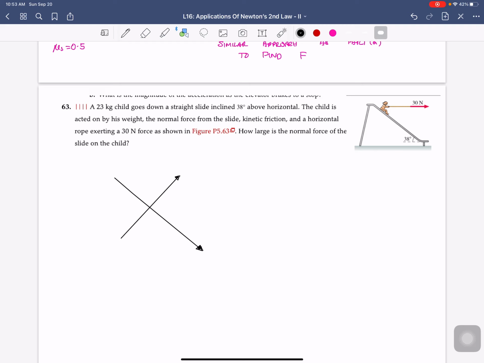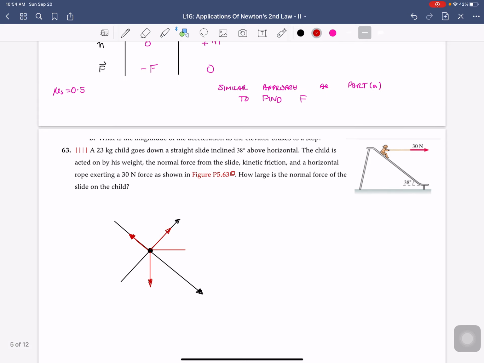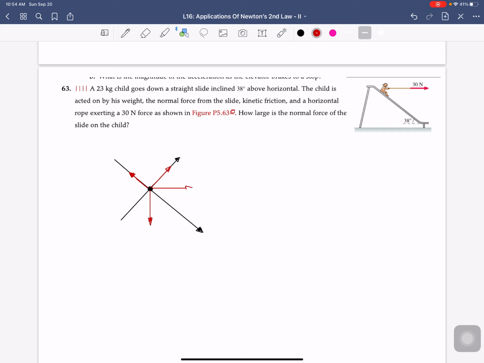There is the free body diagram of the child. What are the forces acting on the child? There's the weight, the normal force. We're talking about a child who is sliding down, so the frictional force is the force of kinetic friction. And now you also have the tension, since there is a rope. The rope exerts a 30 Newton force. Whenever we talk about ropes, we talk about the tension. So there is an additional force there. Again, that's the weight.